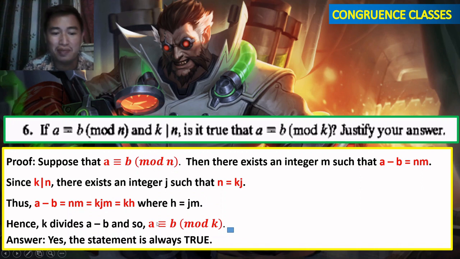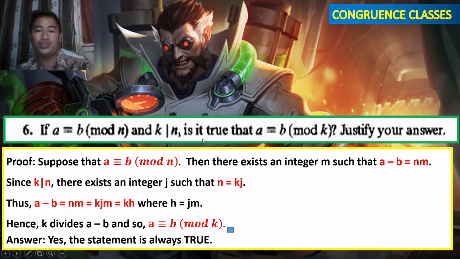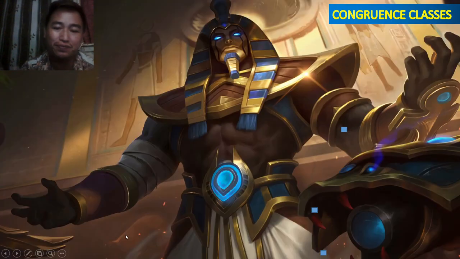And so meaning, kung mo-divide siya sa A minus B, so A is congruent to B mod K. So, na-show na natin siya. So, the answer class is, yes, the statement is always true. Okay, naman ang question na, is it true that A is congruent to B mod K? So, yes, it is true.